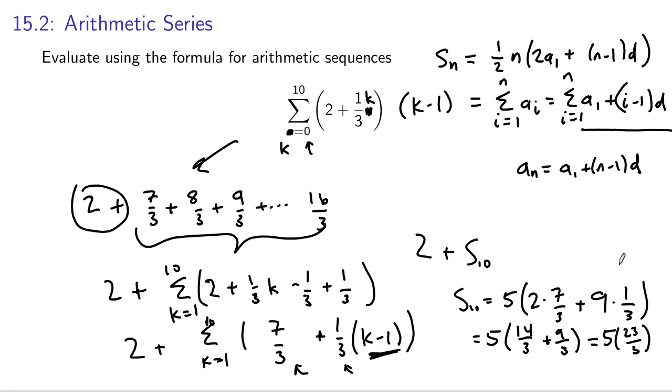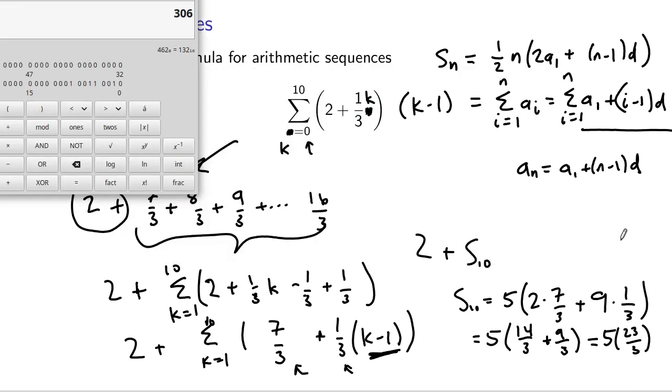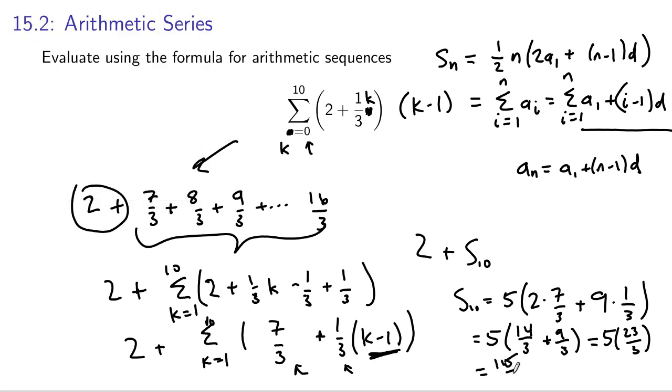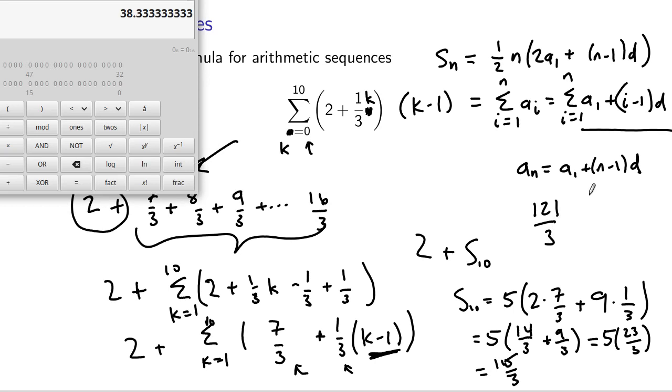Thirds. Which is not divisible by 3. So we have 2 times 7 is 14, plus 9 is 23, times 5 is 115. And of course that's not divisible evenly by 3, so we can leave that as 115 thirds. And then adding 2 to that, we get our answer. 2 is 6/3, so it would be 121 thirds. Or if we wanted to split that into mixed fraction, it would be 40 and 1/3.